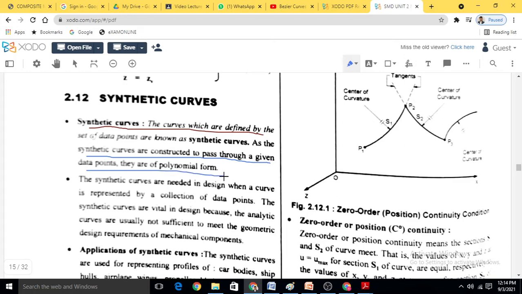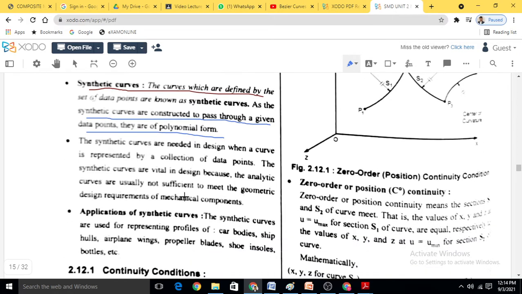Means, in a synthetic curve, the curve is not represented by an analytical equation. It is passing through the given number of data points and it is represented by a polynomial. The synthetic curve is needed in design when the curve is represented by a collection of data points. The synthetic curves are vital in design.